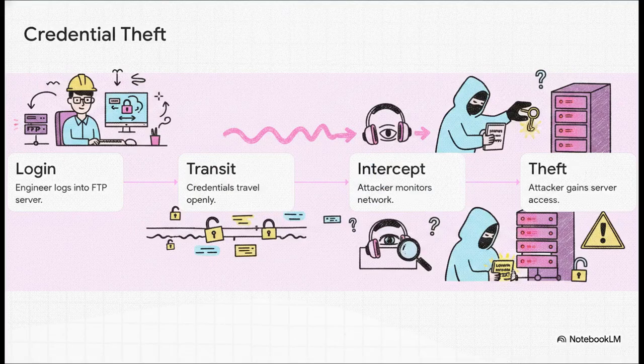Yikes! Let's walk through exactly how this plays out in the real world. Say step 1, an engineer logs into an FTP server. Normal stuff, right? But step 2, because there's literally no encryption, those credentials travel openly over the network. Step 3, a malicious network eavesdropper who's monitoring the traffic simply intercepts that communication.